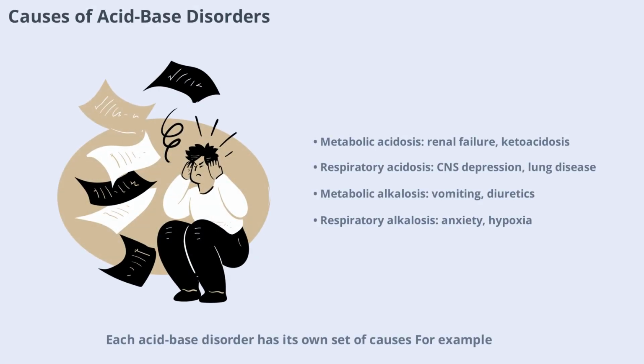Each acid-base disorder has its own set of causes. For example, metabolic acidosis can result from renal failure, ketoacidosis, or toxin ingestion. Respiratory acidosis may be due to CNS depression, neuromuscular disorders, or lung disease. Metabolic alkalosis often stems from vomiting or diuretic use, while respiratory alkalosis can be triggered by anxiety or hypoxia. Recognizing these causes is vital for targeted treatment.